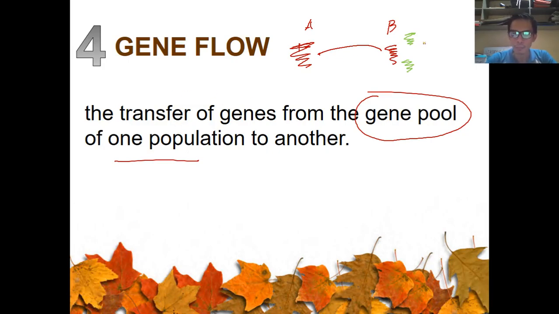So what you see now on population B is a completely different gene pool, with the addition of the red one that we have right here, which was transferred from the first population. Now, gene flow can be observed in human beings. If humans migrate and immigrate, they tend to change the gene pool in that particular population.